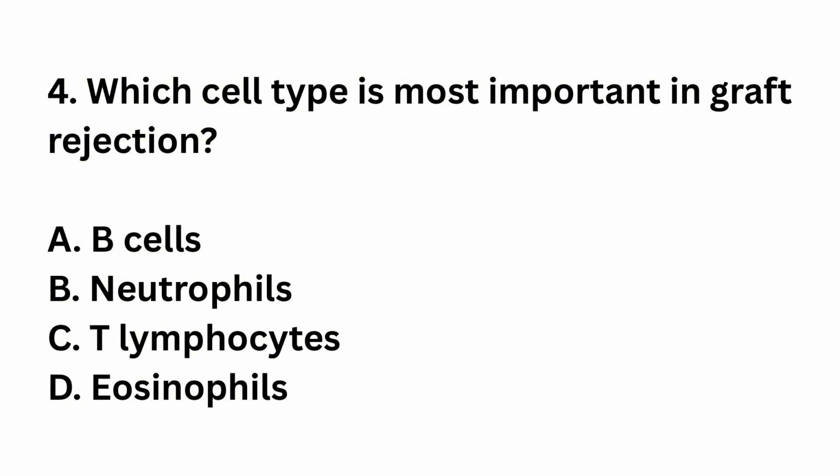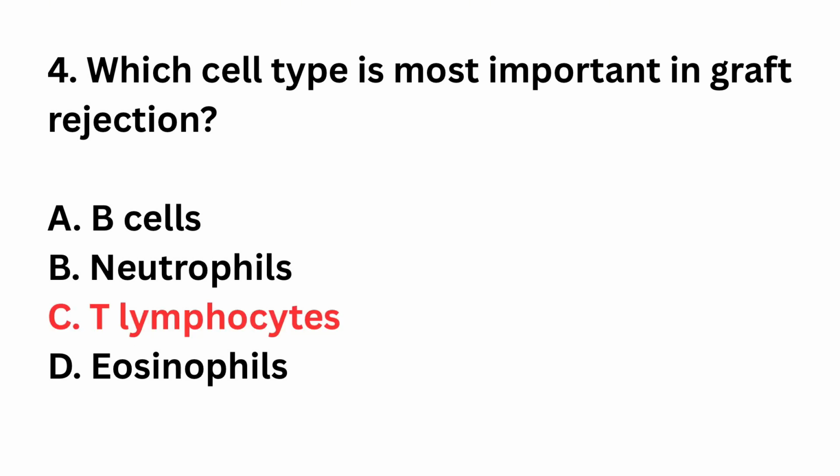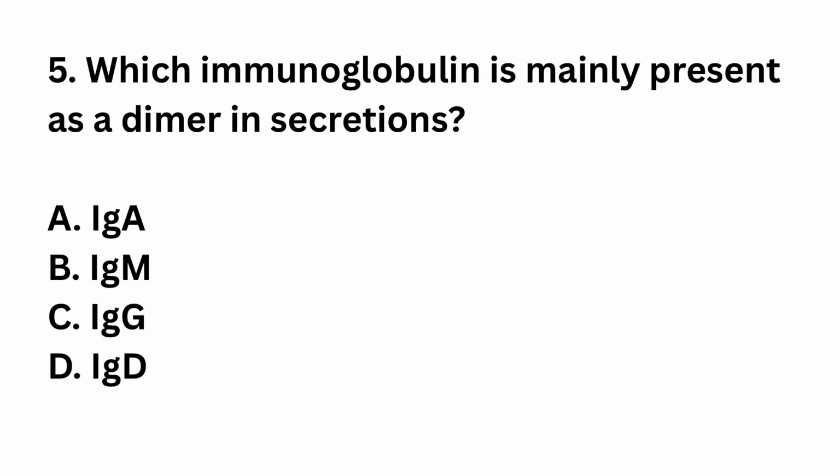Question number 4. Which cell type is most important in graft rejection? B cells, neutrophils, T lymphocytes, eosinophils. The right answer is option C, T lymphocytes. T cells recognize foreign MHC molecules on graft tissue. This leads to rejection.